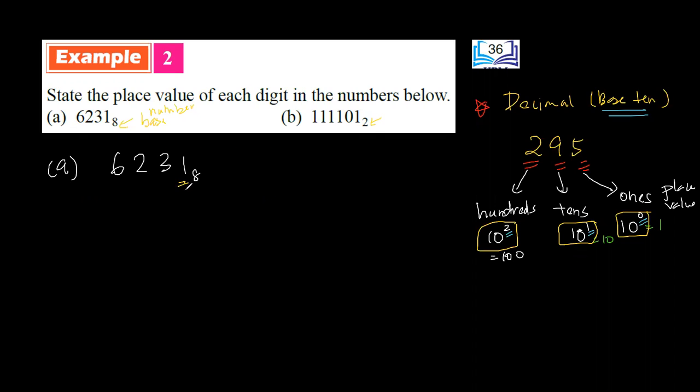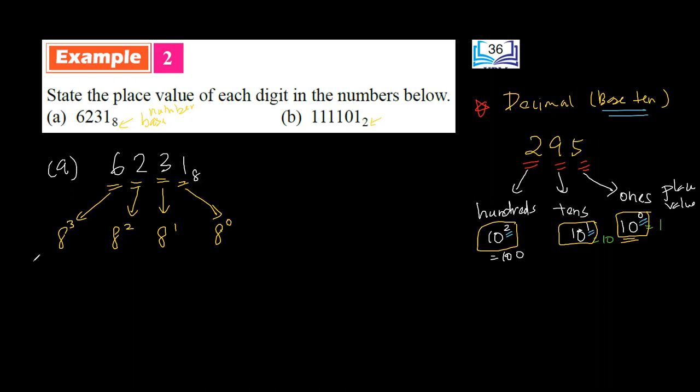We look at digit 1, this place value. If it's base 10, we use 10 to the power of 0. If it's base 8, we use 8 to the power of 0. Okay, 3 is 8 to the power of 1. 2 is 8 to the power of 2. 6 is 8 to the power of 3. Start from the last digit. The place value is 8 to the power of 0. Then 3, the place value is 8 to the power of 1. 2 is 8 to the power of 2. 6 is 8 to the power of 3.